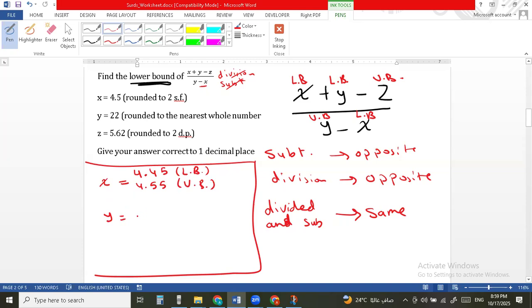The y, 22, rounded to the nearest whole number. Lower bound, 21.5 is the lower bound. 22.5 is the upper bound. Z, 5.62 rounded to two decimal places, so 5.615 is the lower bound. 5.625 is the upper bound.